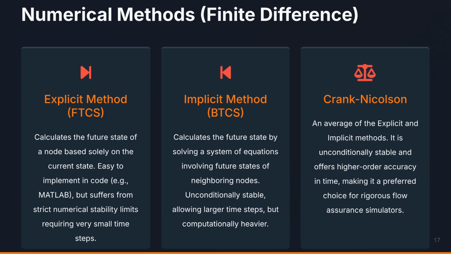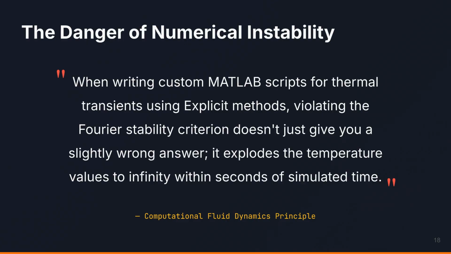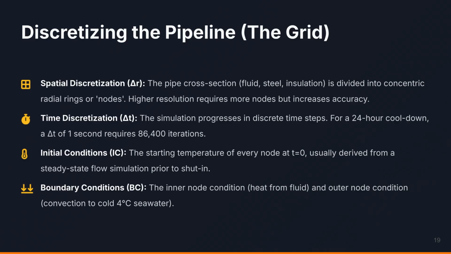The explicit method is simple but requires small time steps for stability, while the implicit method is unconditionally stable but computationally more intensive. Numerical instability is a critical danger. If you violate the Fourier stability criterion in an explicit scheme, your temperature values can explode to infinity in just seconds of simulated time. To build a model, you must discretize the pipeline into nodes.